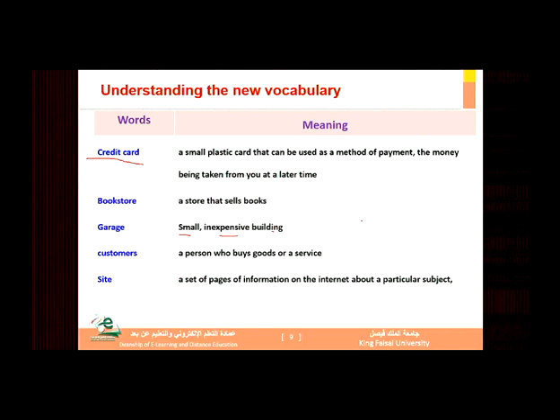Customers are the people who buy those products, so customers refer to persons who buy goods or services. The word site is a set of pages of information on the internet about a particular subject. So this is what we usually find in terms of a website. The word site refers to the set of pages, the group of pages which are made online, which are full of information that you can find online about a particular subject.